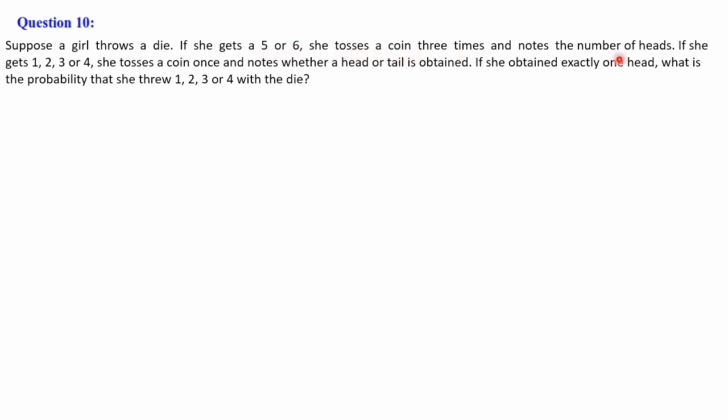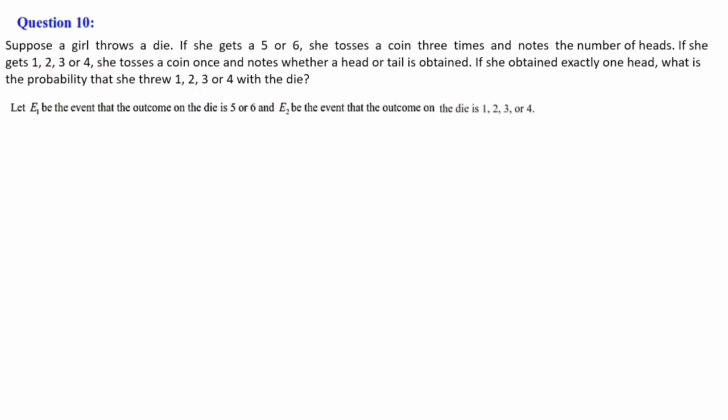There also she will get heads. And in the second case, whether she is getting 1, 2, 3 or 4, she is tossing a coin. In that case also she will get a head. And we have to calculate, if she obtained exactly 1 head, what is the probability that she threw 1, 2, 3 or 4 with the die, meaning the second category.